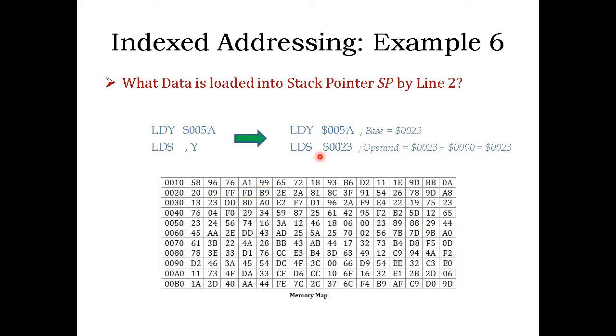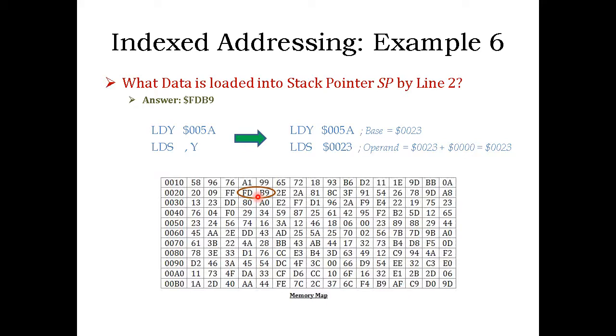The question is, what data is loaded into stack pointer SP by line number 2? You see here in line number 2, we are loading something into the stack pointer, right? What am I loading? This is again an address, which is 0023, right? Let's go to 0023, which is actually here. And remember, a stack pointer is a 2-byte register, so we are actually loading FDB9 into the stack pointer.